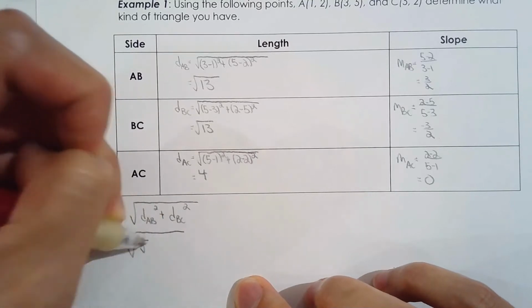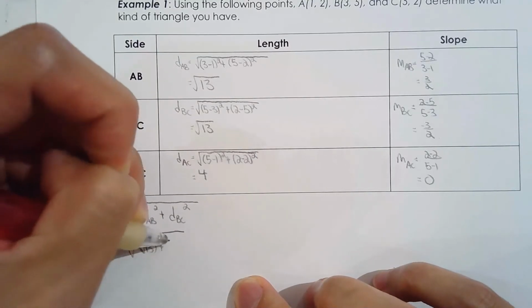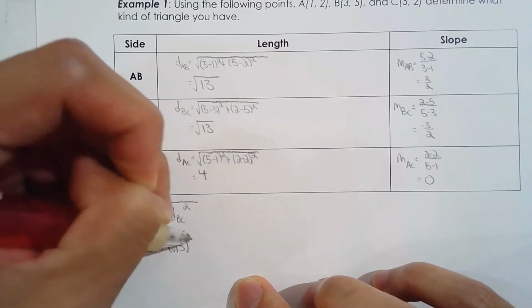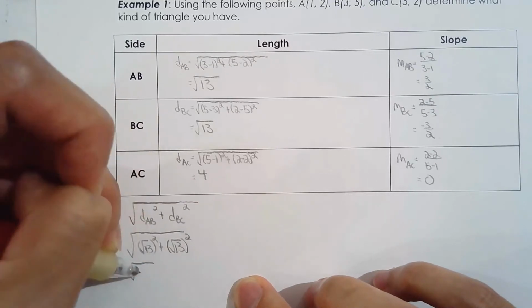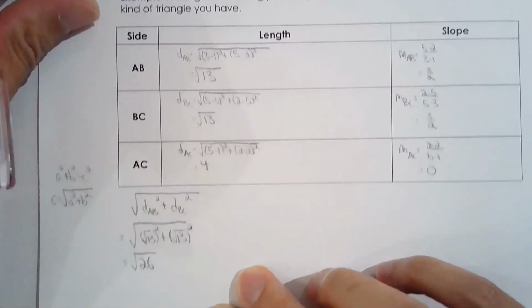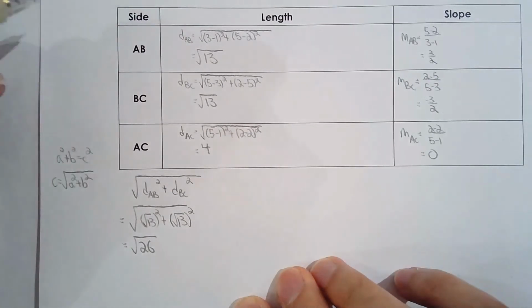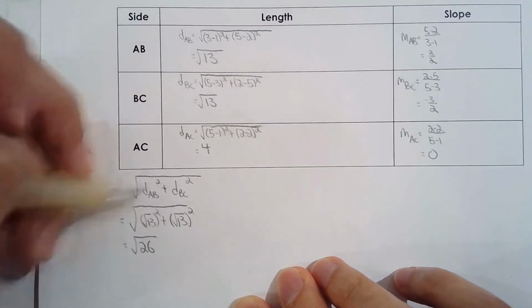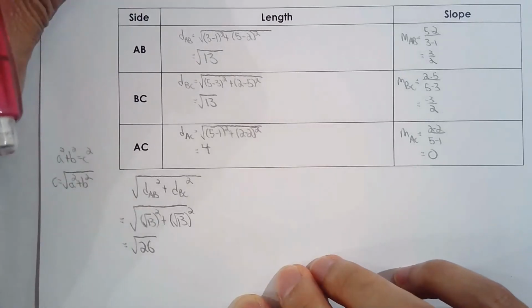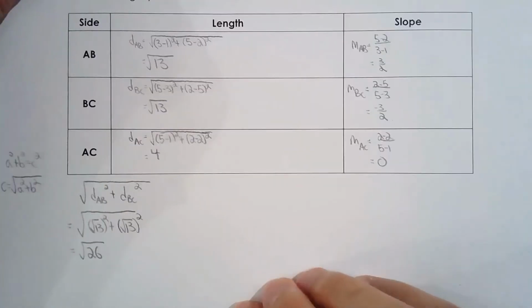So this is root 13 squared, and that's going to be 13 plus 13 is 26, the square root of 26. So is this equal to 4? No, this is not equal to AC. Since this is the case, then I know I don't have a right isosceles triangle. I just have an isosceles triangle.